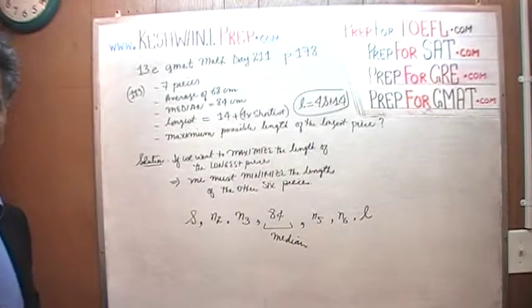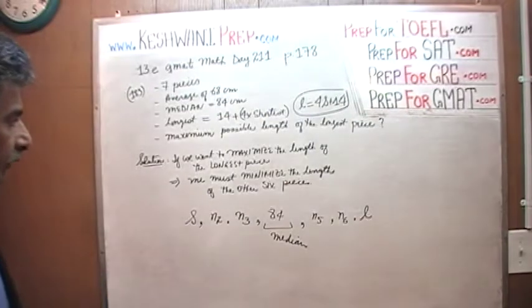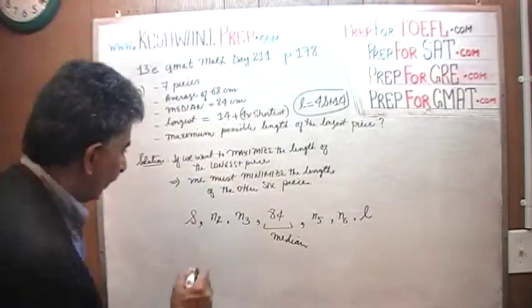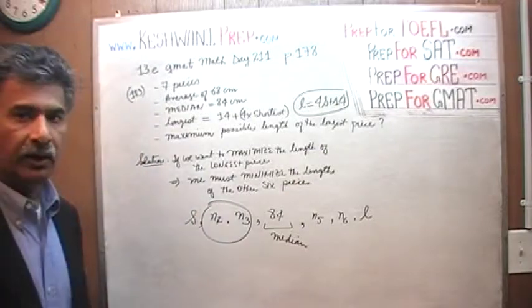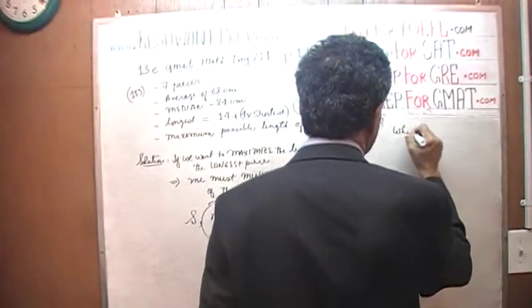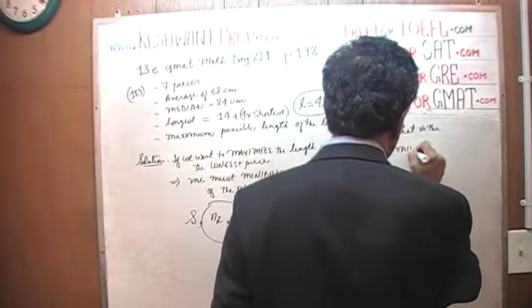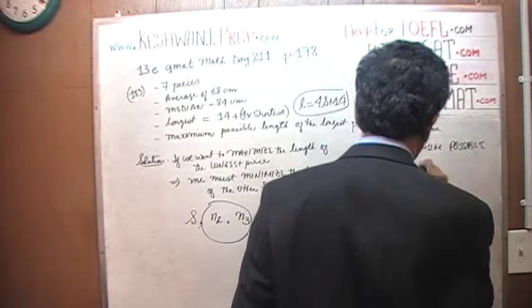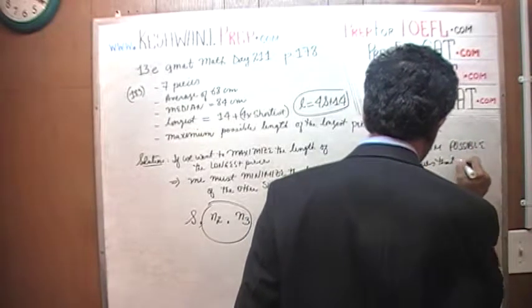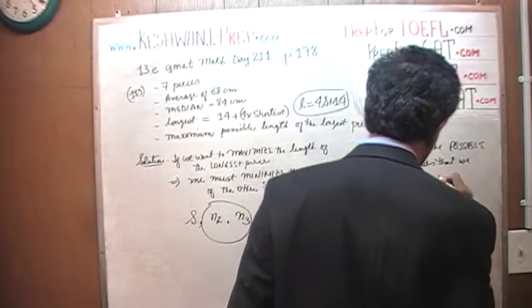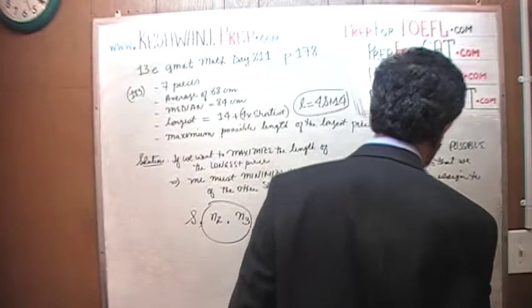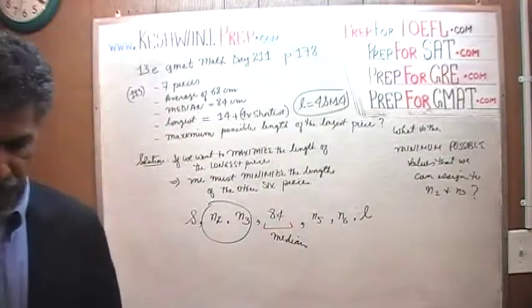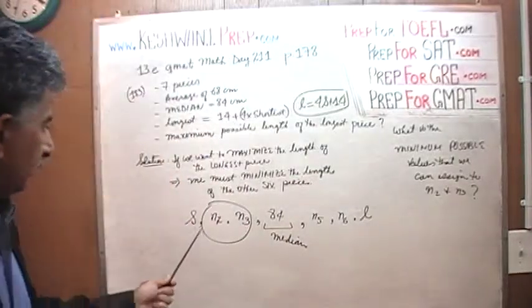Very simple, very straightforward. The question simply is, if we want to minimize the length of the other 6 pieces, what is the minimum possible value that we can assign to N2 and N3? Can you tell me what is the shortest possible length that we can have for N2 and N3?